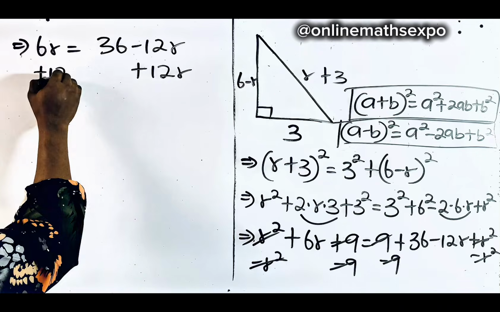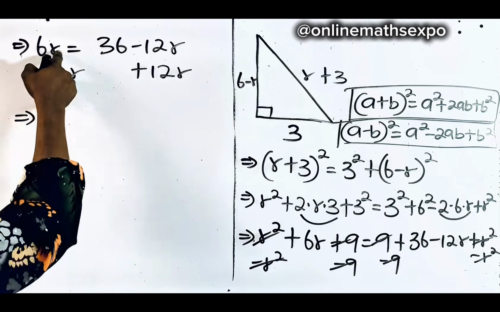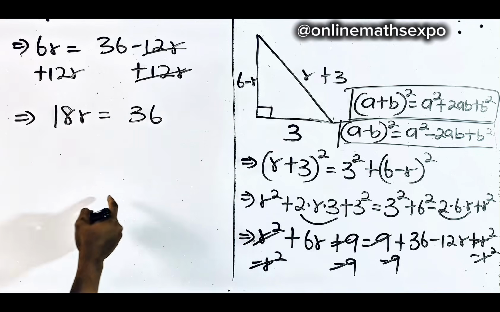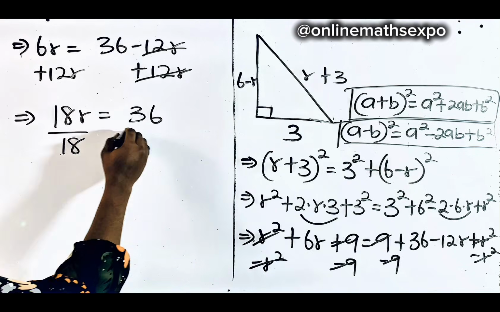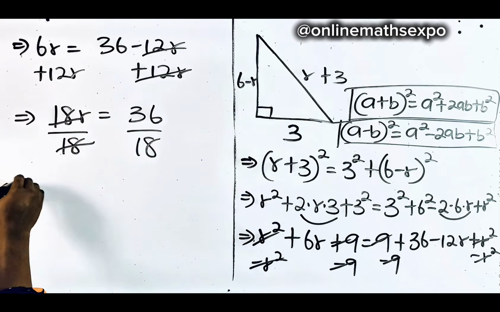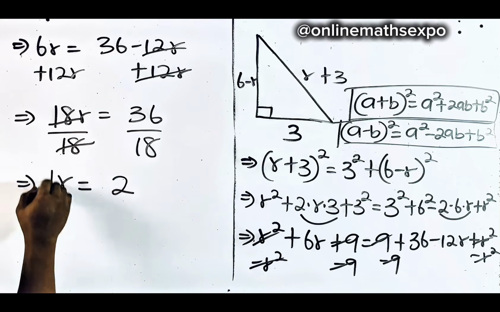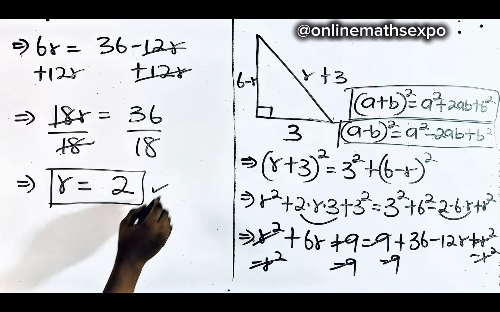If you add 12r here, this is going to give us 18r. This will subtract, we have 36. To get r, divide by the coefficient. This cancels, so we are having the radius is, divide this, it gives us 2. So the radius of the small half circle is 2.